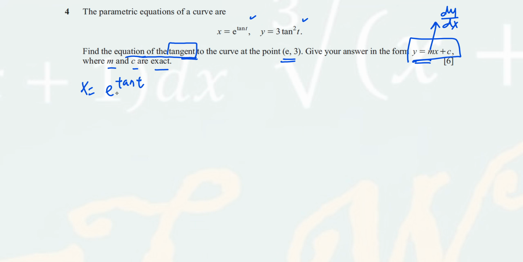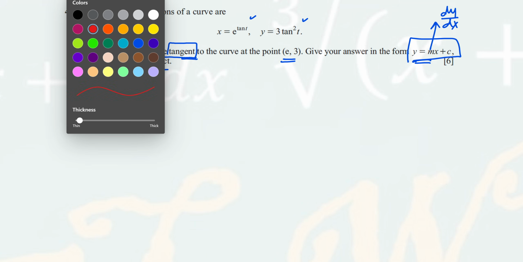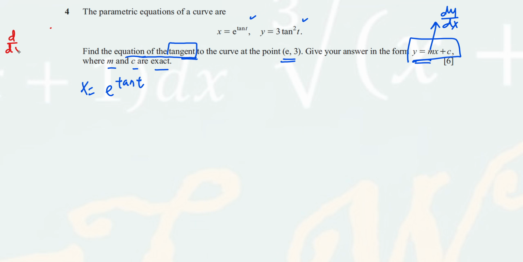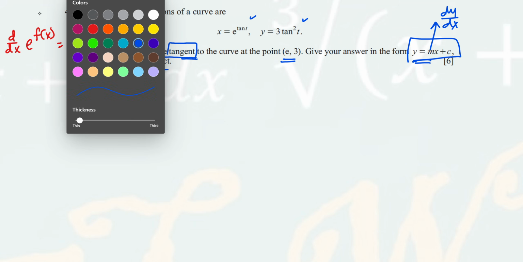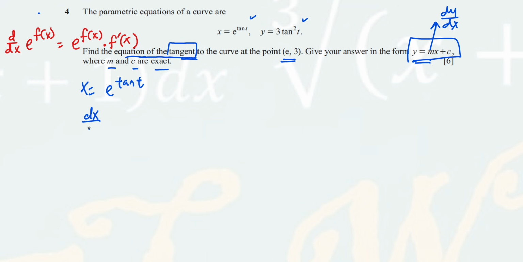First of all, x equals e to the power tan t. When we differentiate an exponential function, we rewrite the exponential function and multiply by the differentiation of the power of e. So I will get dx over dt equals e to the power tan t times the derivative of tan t, which is sec squared t. You can leave it in this form.